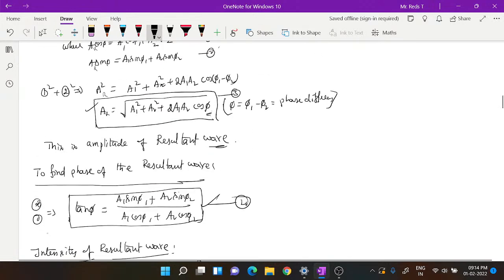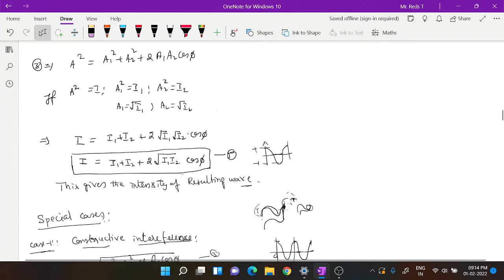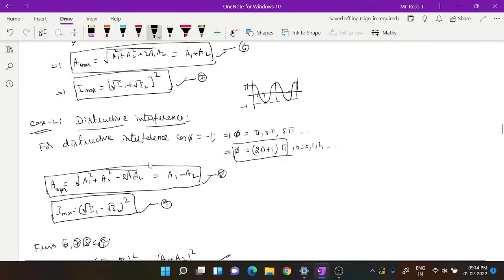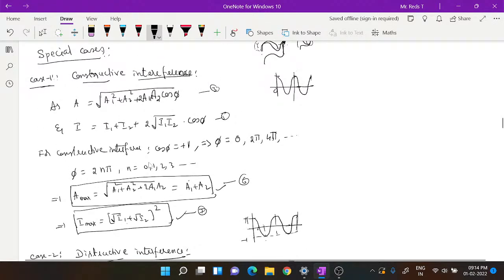Here I have not given those values of phi, but constructive and destructive interference were discussed. For constructive interference we get maximum amplitude. For given amplitudes of the two waves it depends only on cos phi. If cos phi is maximum, we get maximum amplitude. The maximum value of cos phi is plus 1, which occurs for angles 0, 2 pi, 4 pi, and so on.